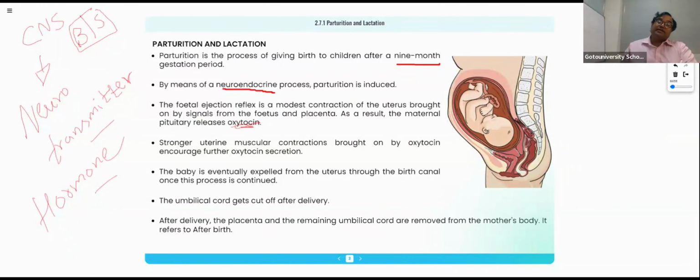Oxytocin is coming from where? From pituitary. Pituitary makes oxytocin? No. Who is making oxytocin? Hypothalamus. Where is hypothalamus? In the brain. In which part of the brain? Exactly. You take one iron nail and just hammer in this area for me, and wherever it is reaching, there the hypothalamus is. So hypothalamus is a structure which is making the oxytocin.